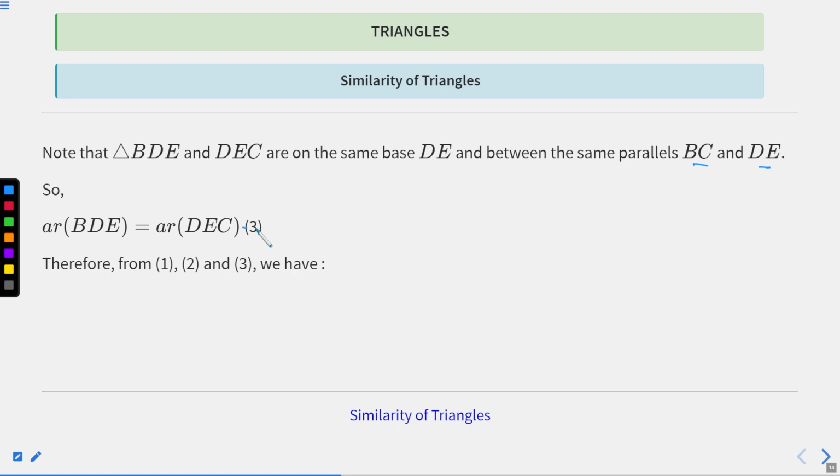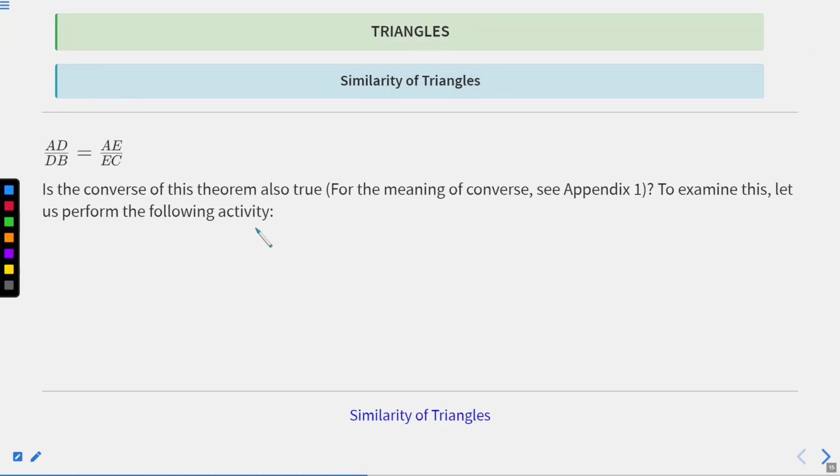Now if we compare equations 1, 2 and 3, then from equations 1, 2 and 3 we have the ratio AD over DB equal to AE over EC. Basically we needed to prove that these ratios are equal. So here we have proved this theorem.